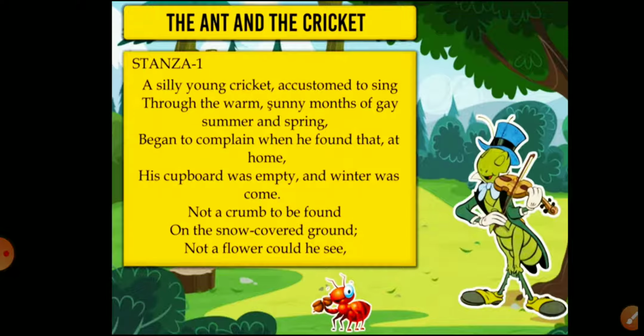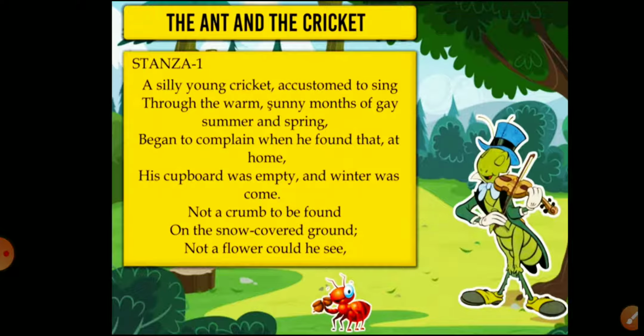This is the poem. Now, in the first stanza, first we will read: A silly young cricket, accustomed to sing through the warm, sunny months of gay summer and spring, began to complain when he found that at home his cupboard was empty and winter was come. Not a crumb to be found on the snow-covered ground, not a flower could he see.